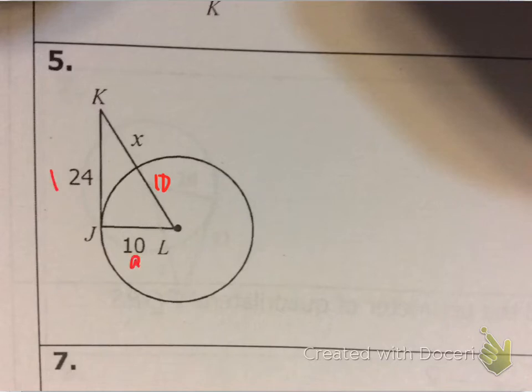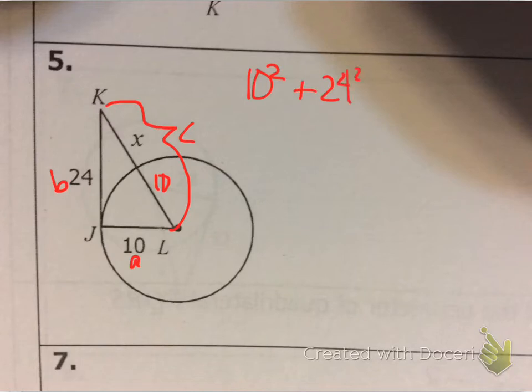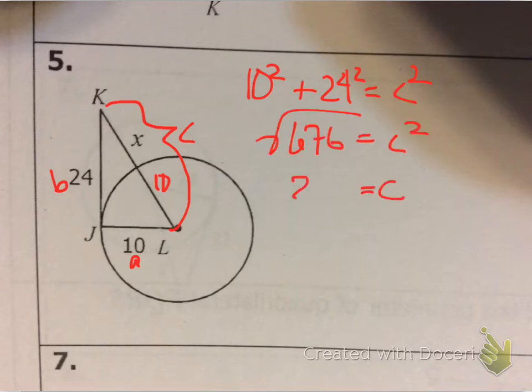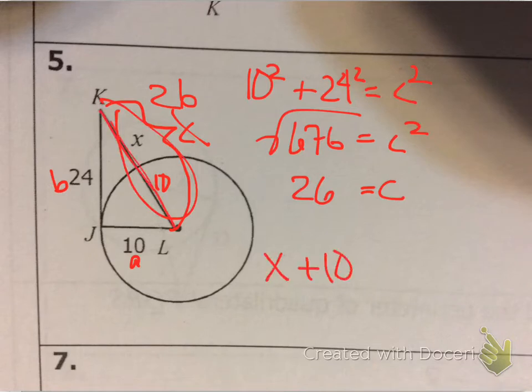Here's A, here's B, and again, all of this right here is C. So here I'm saying 10 squared plus 24 squared is equal to C squared. That would give you 676, which is equal to C squared. Take the square root. You get C is equal to 26. So this whole thing here is 26. This together, because this would add up to this, would equal 26. So then I can find out that x is equal to 16.